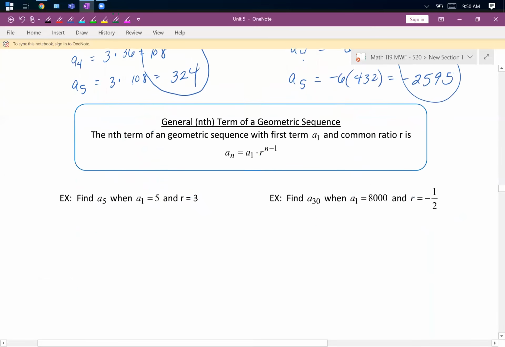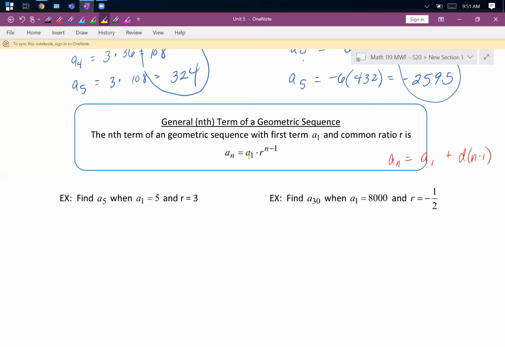Like our arithmetic sequences, we have a formula for the general or nth term of a geometric sequence. The nth term of a geometric sequence, with the first term being a sub 1 and a common ratio of r, is defined to be a sub n equals a sub 1 times r to the n-1 power. I feel like this is really similar to the arithmetic one, which was a sub n equals a sub 1 plus d times n-1.